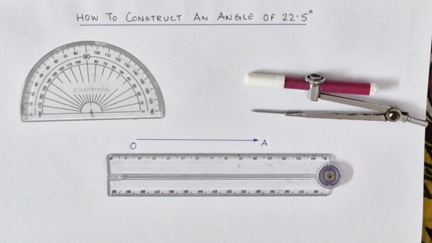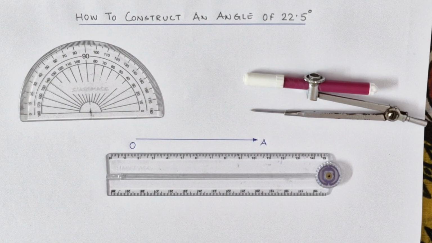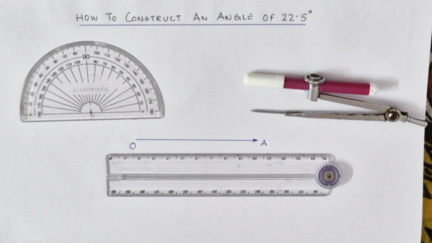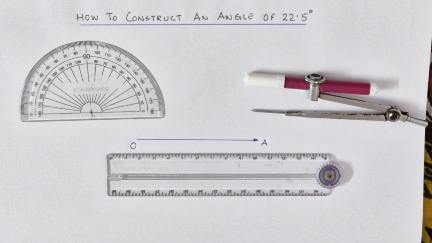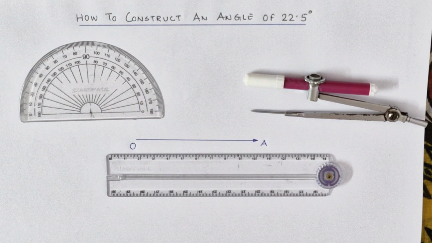Now today's topic is how to construct an angle of 22.5 degrees. We have been seeing so many constructions. We have seen 90 degrees, 45 degrees, 60, 120 and many others. Today we'll be learning how to construct an angle of 22.5 degrees step by step.